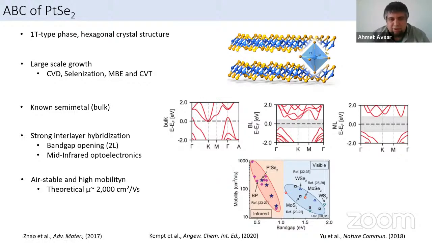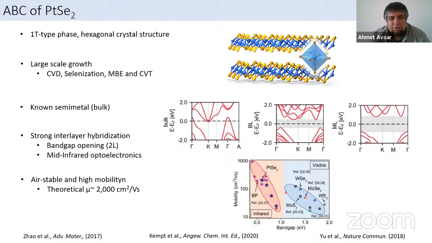Black phosphorus is one of the most studied 2D semiconductors, and indeed platinum selenide is in the same range of the band gap and also the mobility. But the advantage of platinum selenide compared to black phosphorus is that platinum selenide is air stable.